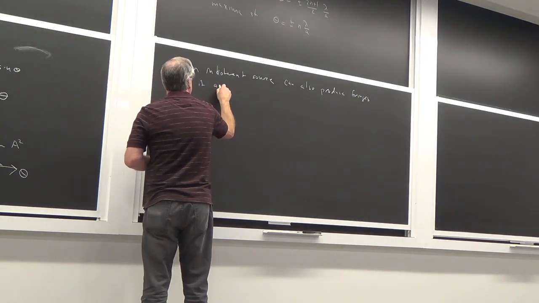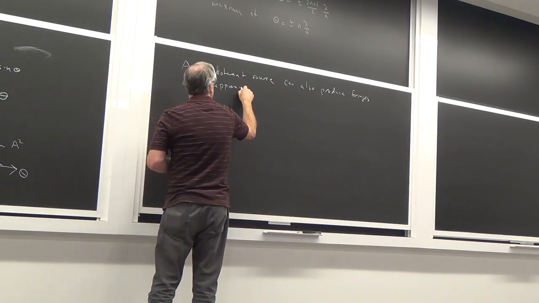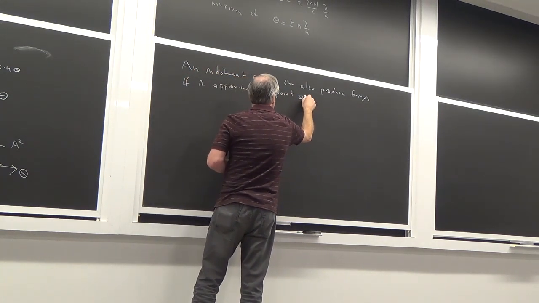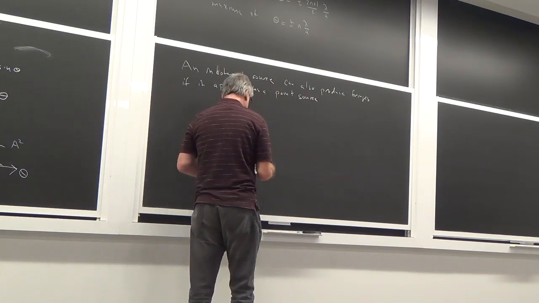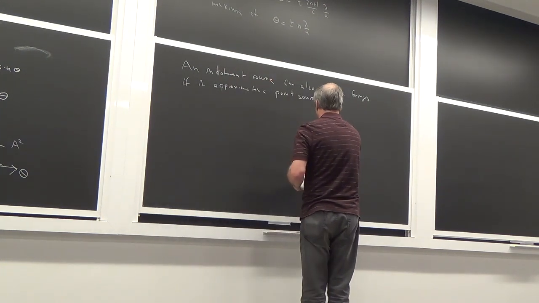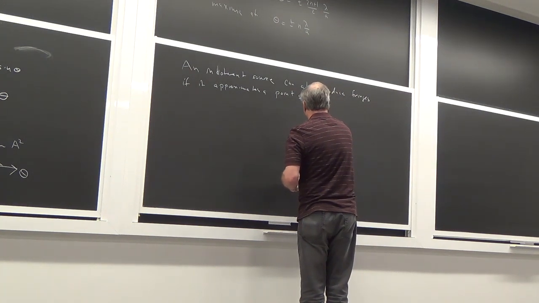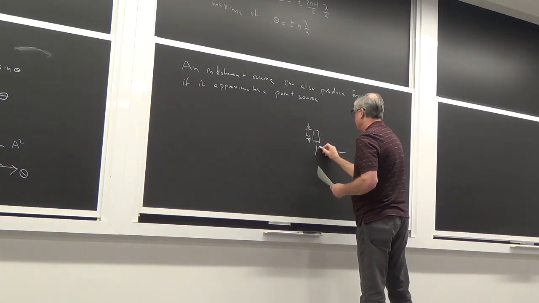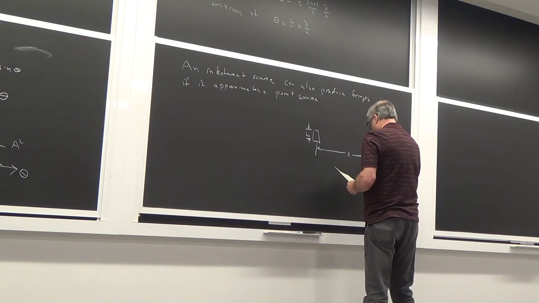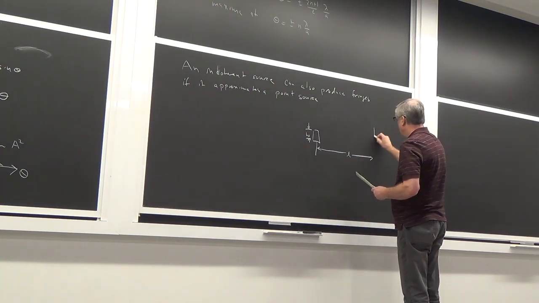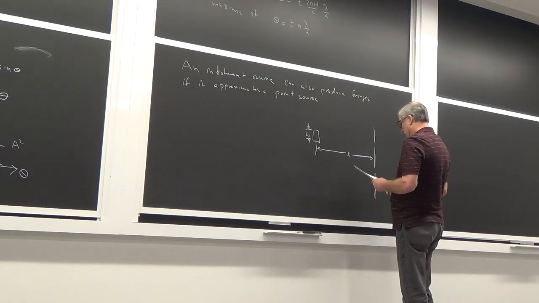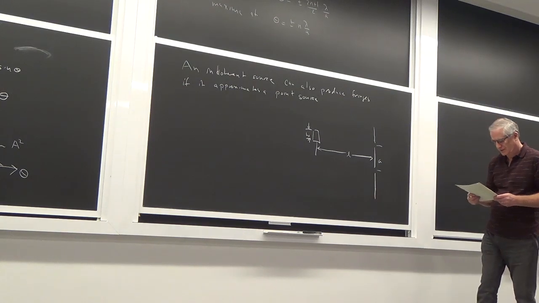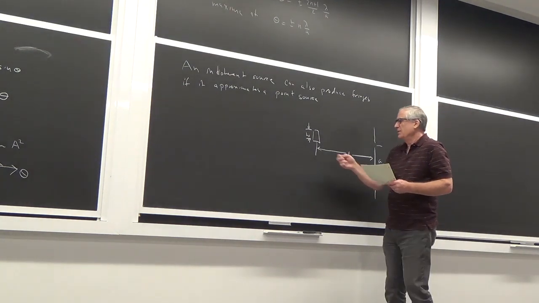If it approximates a point source. That is, if it looks something like this, we have some source that has some characteristic scale to it, W, say, and it's some distance L away from our double slit. Distance A between the two slits.